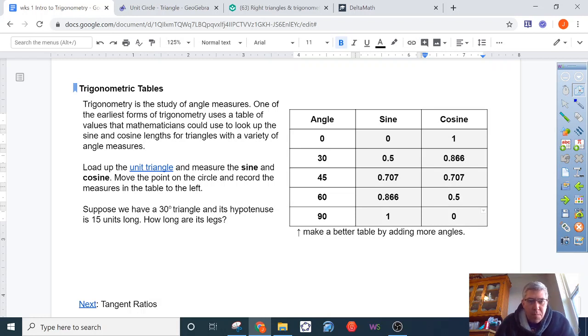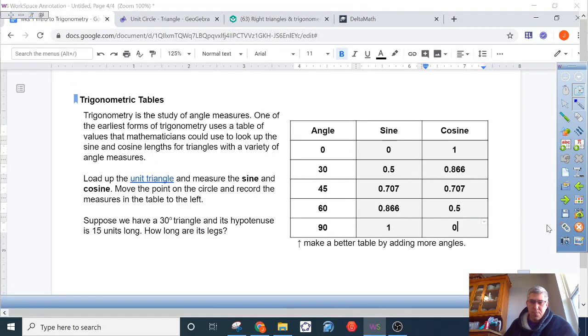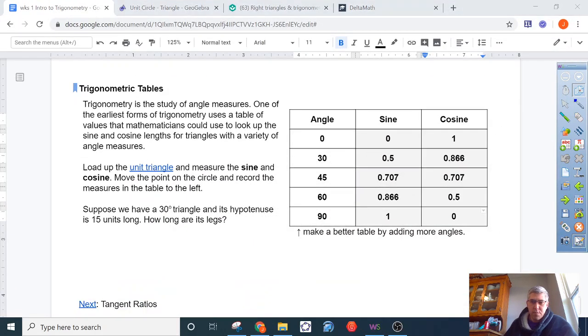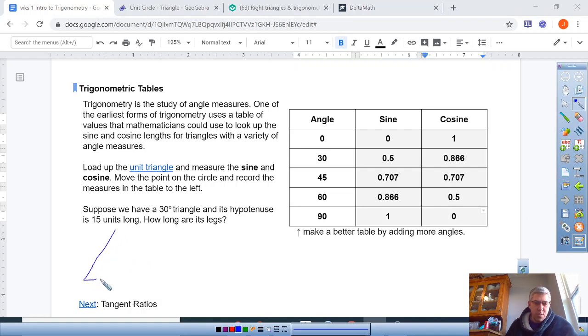So the question here is, suppose we have a 30-degree triangle and its hypotenuse is 15 units long. How long are its legs? If I make a quick sketch here, this guy's 30 degrees and the hypotenuse is 15, and I want to know the lengths of its legs. So what I will do is compare. This side is the sine, this side is the cosine. So I can write proportions.